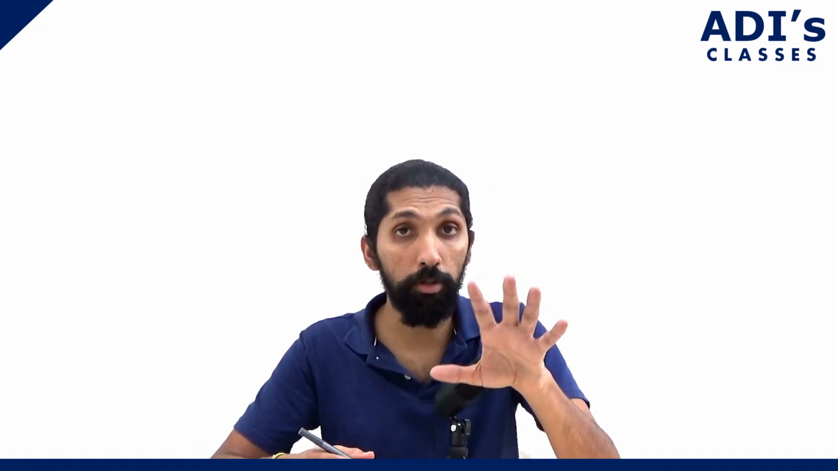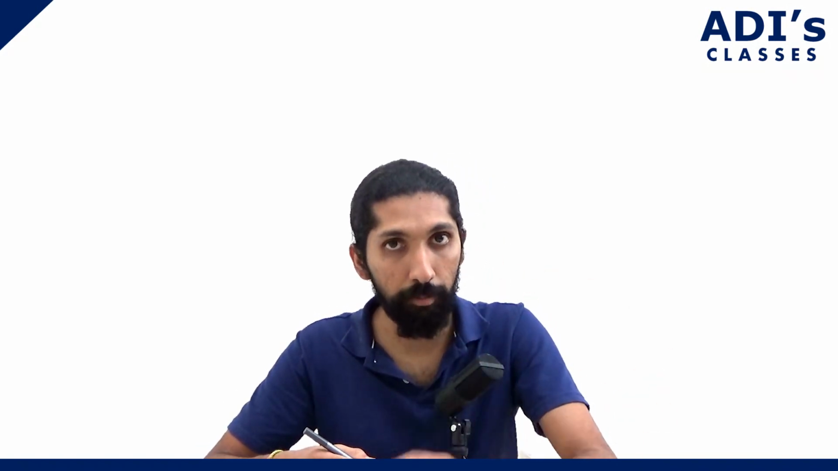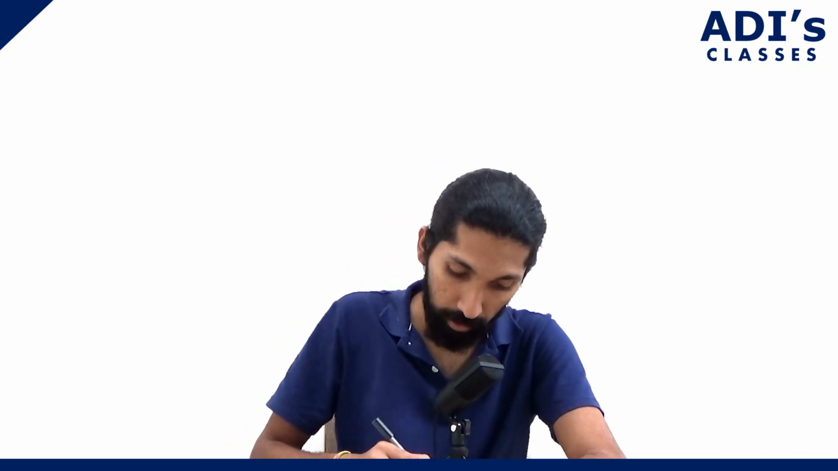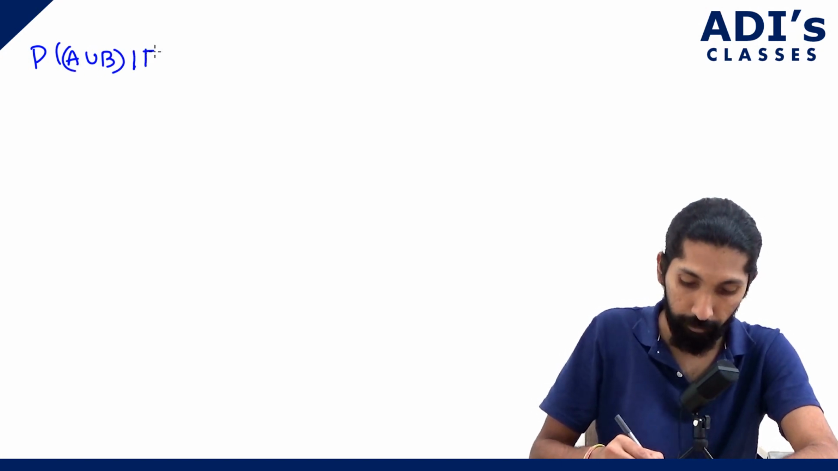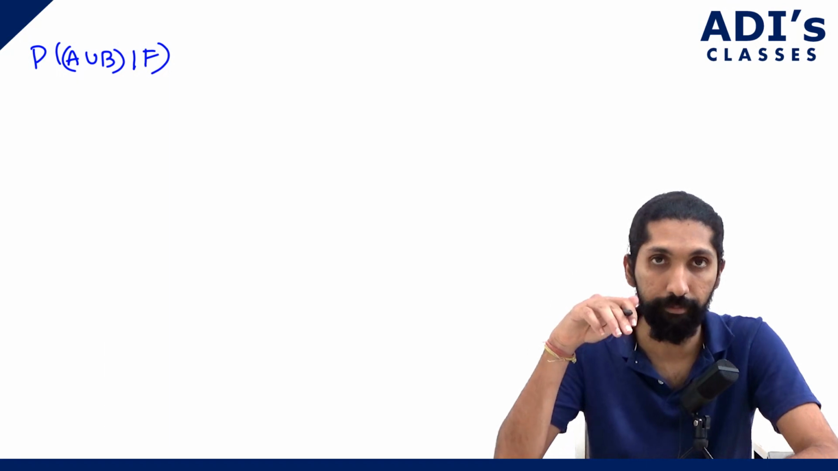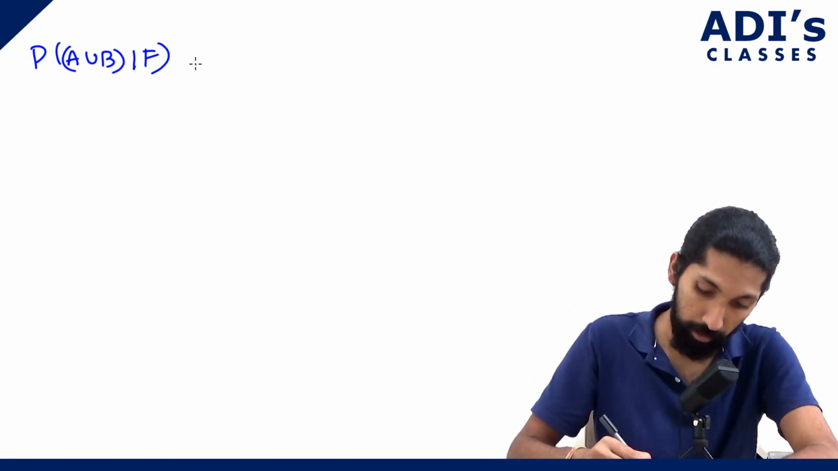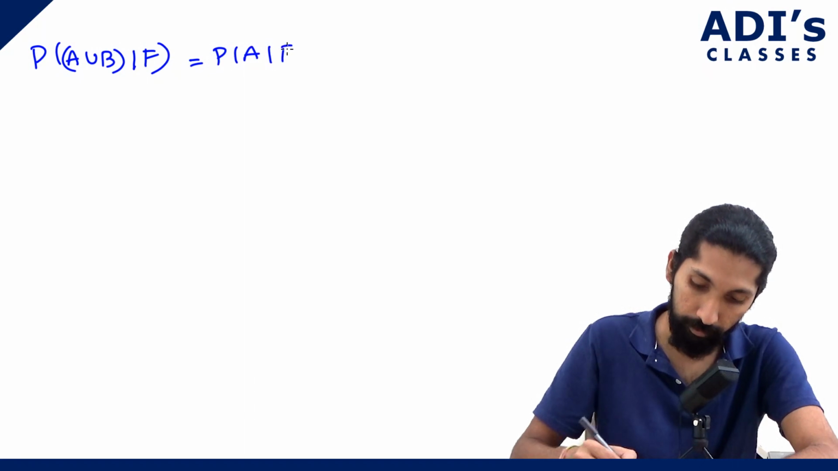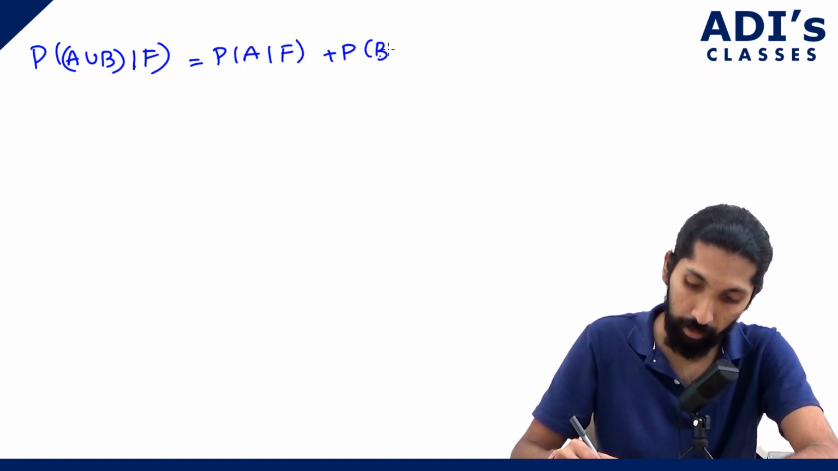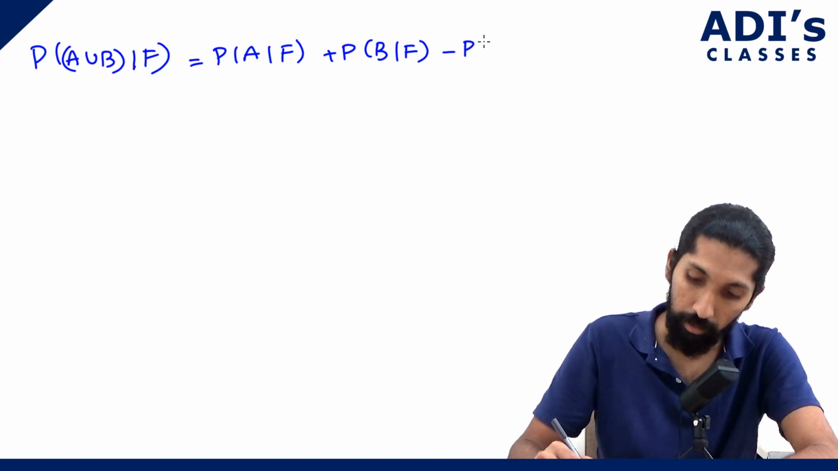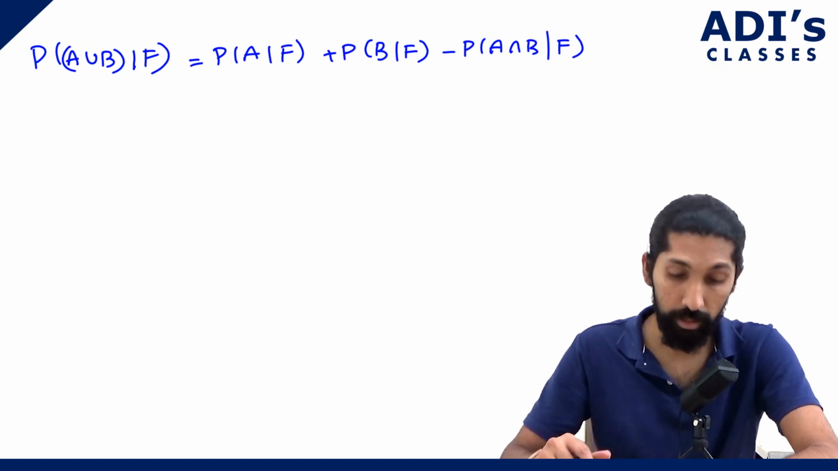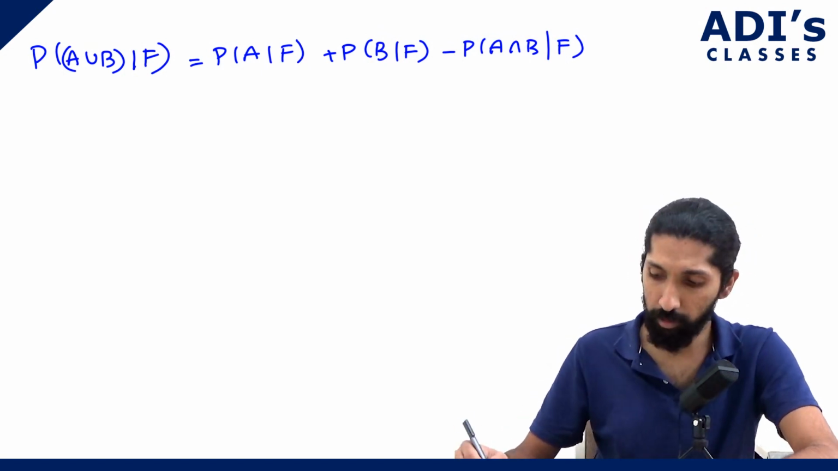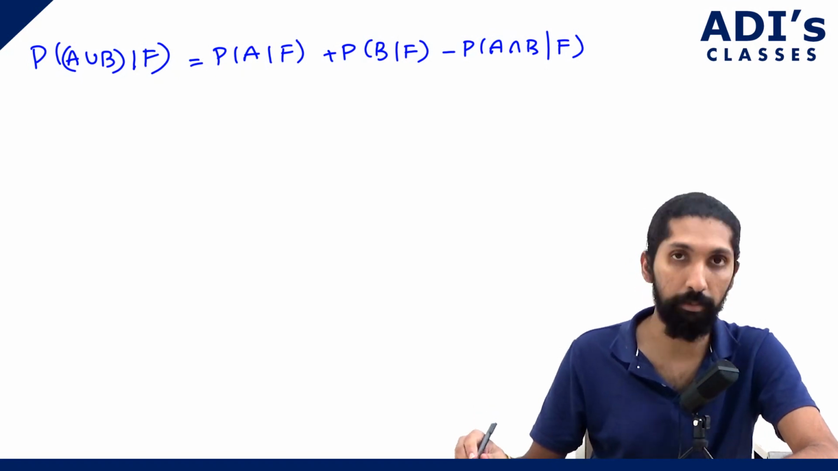The second property talks about the union of sets in conditional probability. If you have P of A union B given F, F being some event, this is nothing but P of A given F plus P of B given F minus P of A intersection B given F. We need to prove this, and the proof is quite easy.